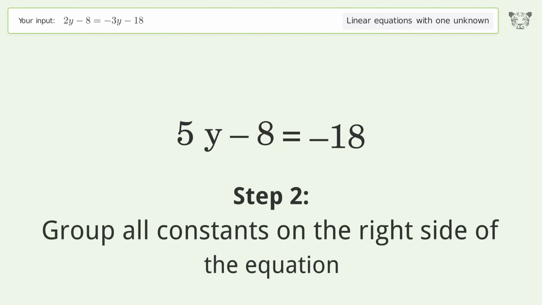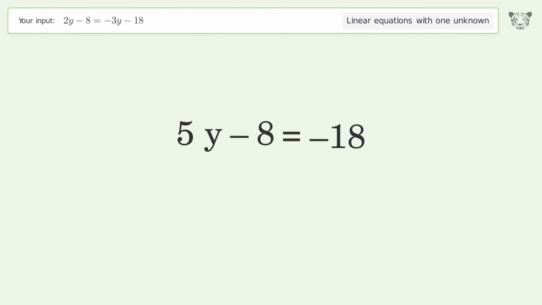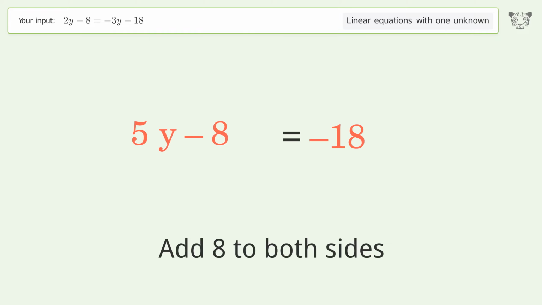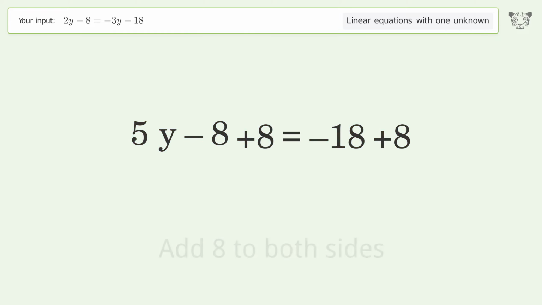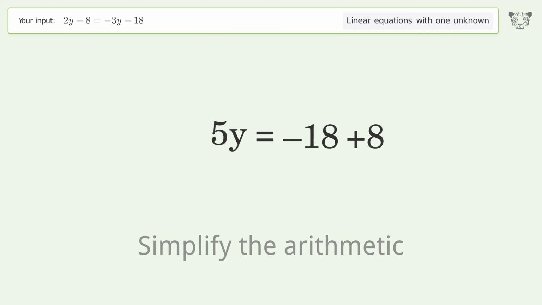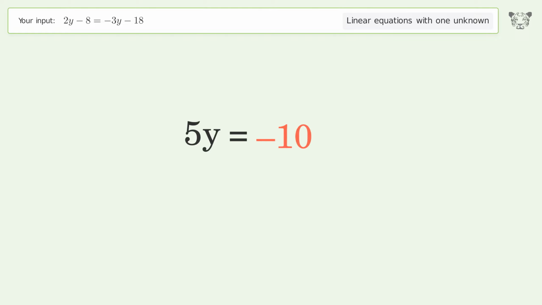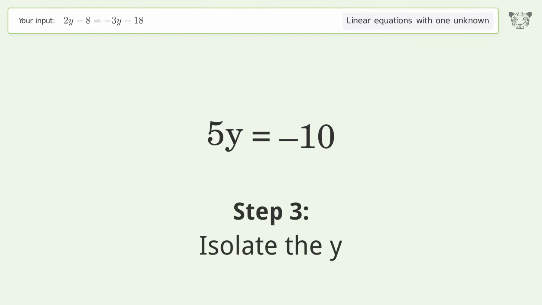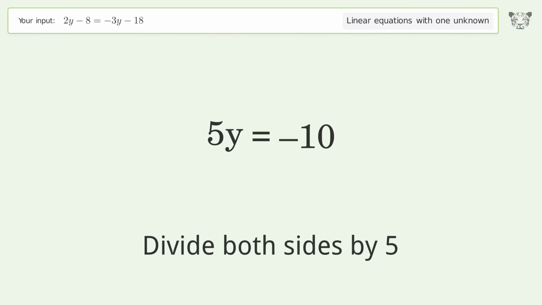Group all constants on the right side of the equation. Add 8 to both sides. Simplify the arithmetic. Isolate the y. Divide both sides by 5.